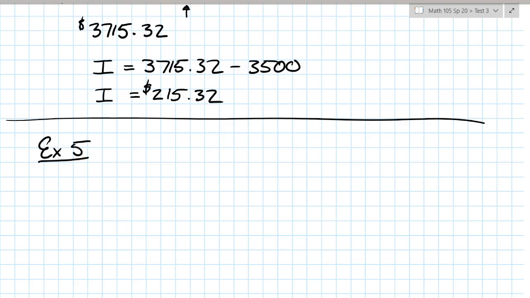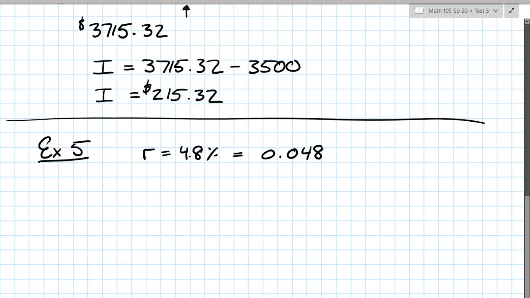Assume that the account has an annual interest rate of 4.8%, giving us 0.048 as a decimal, and that the compounding is done quarterly. Since we're compounding quarterly, that means our interest is compounded 4 times per year. How much must the parent deposit now?